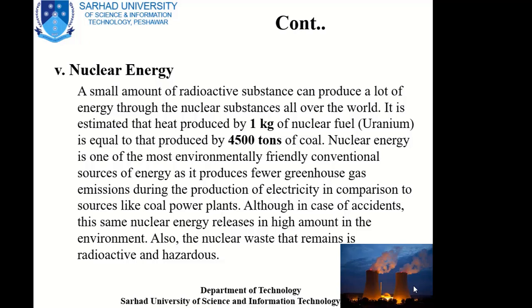But that output energy which we gain from burning 4,500 tons of coal can be achieved by utilizing only 1 kg of nuclear fuel, which is uranium. If you utilize 1 kilogram of uranium, it gives you an equal amount of energy to that produced by 4,500 tons of coal. So nuclear power plants use uranium as a nuclear fuel in the reactor, and we will study it in detail in the 5th or 6th week.